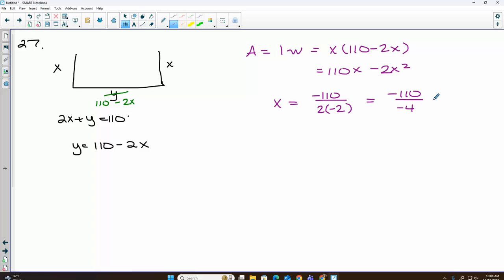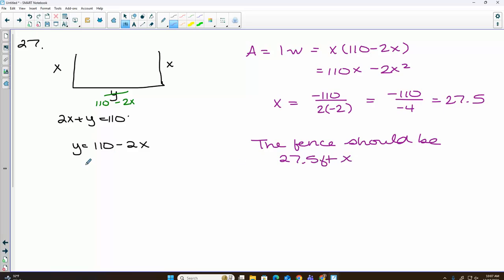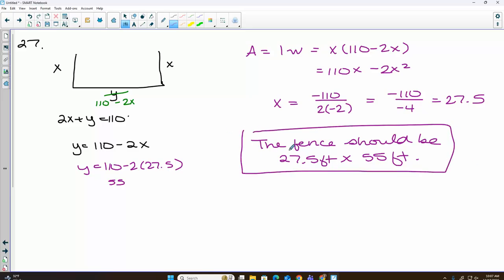And when you divide those, you get? Then you just have to answer the question. This one only asks for the dimensions. So we have 27.5 feet by, to find our Y, plug that back in, and you get 55. So our fence is 27.5 feet by 55 feet.